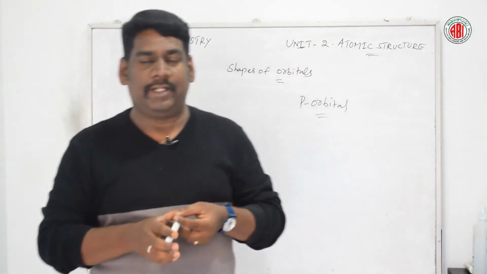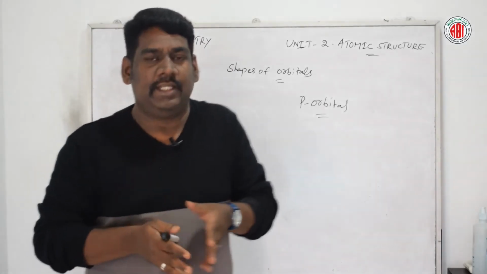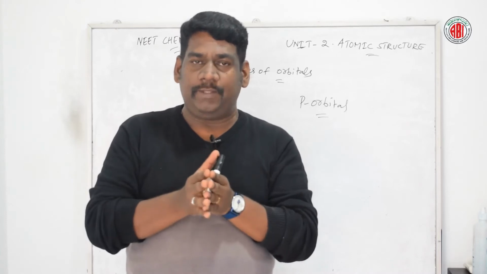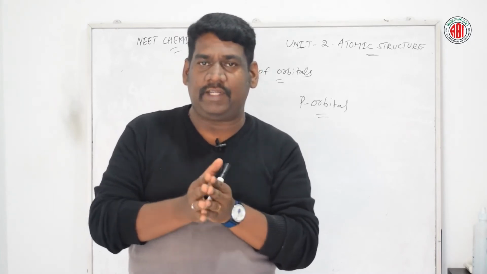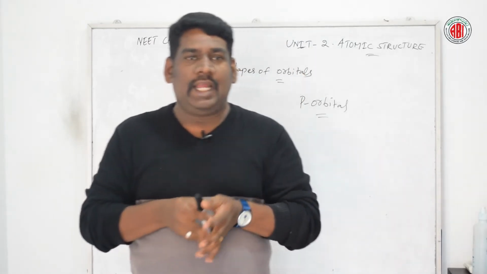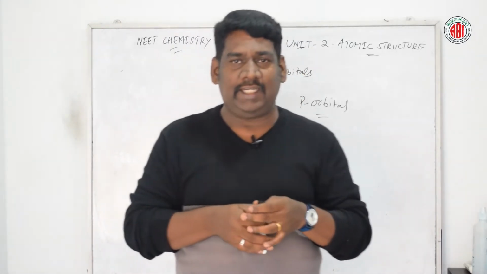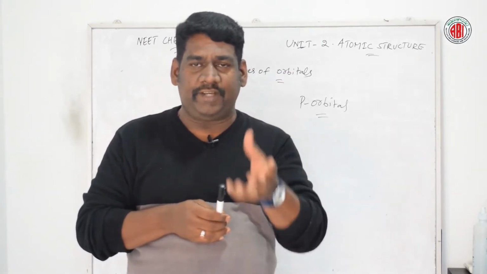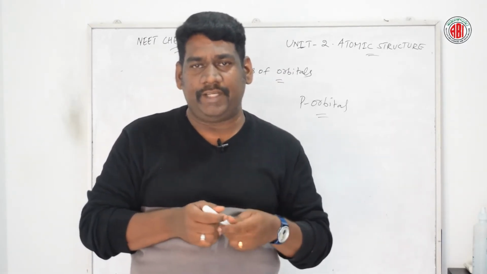Talking about the p orbital, look at this picture and you will be able to understand. Usually for the p orbital there are three possible orientations, corresponding to the ml values -1, 0, +1. The p orbital has three orientations, which are designated as px, pz and py.